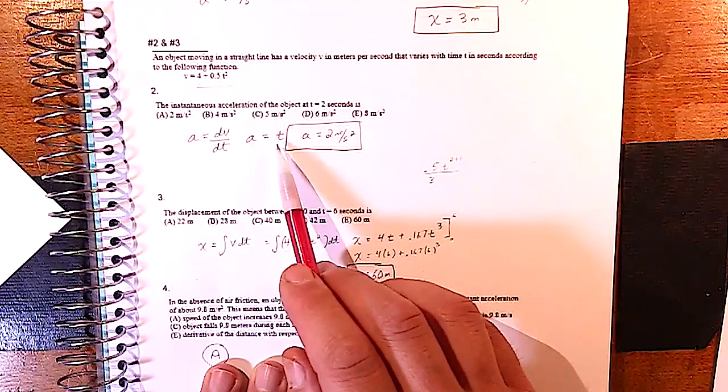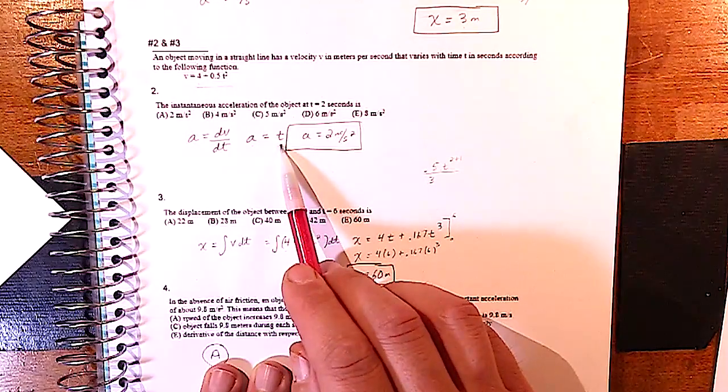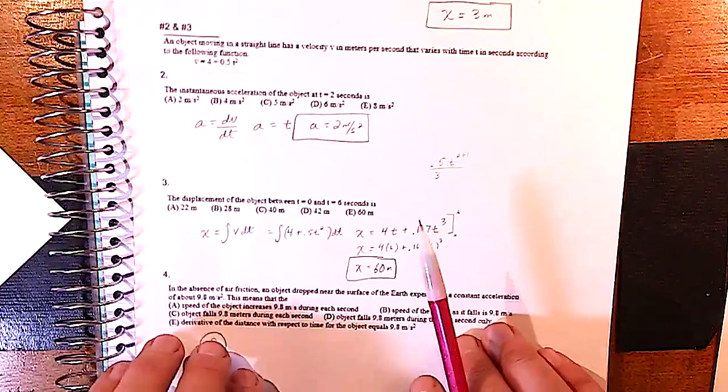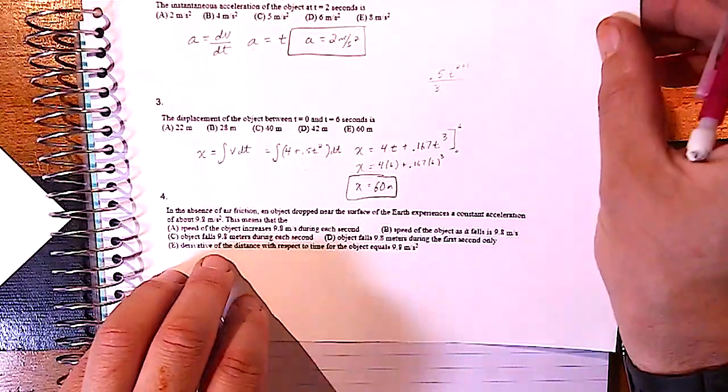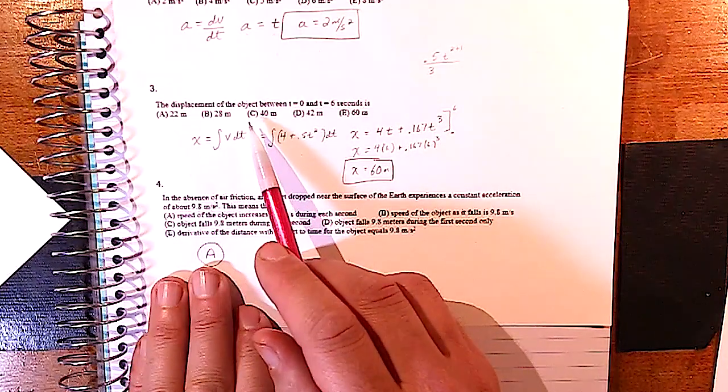That 4 goes to 0. That just becomes t. Well, what's the acceleration at 2 seconds? That's just 2 meters per second squared. Now, this question is a little bit more involved. It says, what's the displacement of the object?